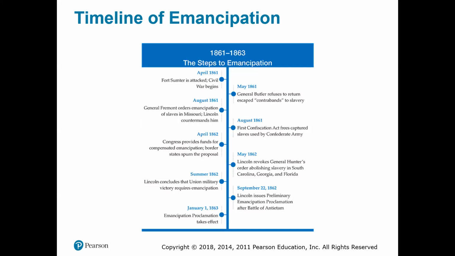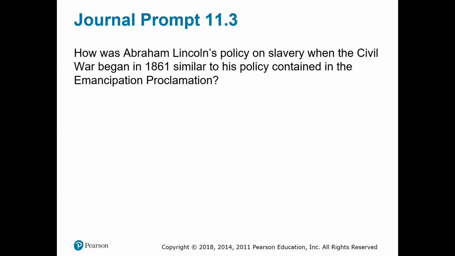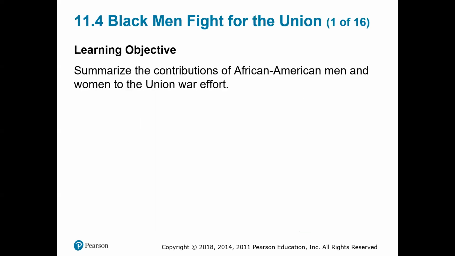All right, so this is the real cool timeline that you can look at. Again, this is available in your file section. 7.3 is how did Abraham Lincoln's policy on slavery change when the Civil War began in 1861. You can think about it, but you won't have to do any of that. All right, so we're basically done there.